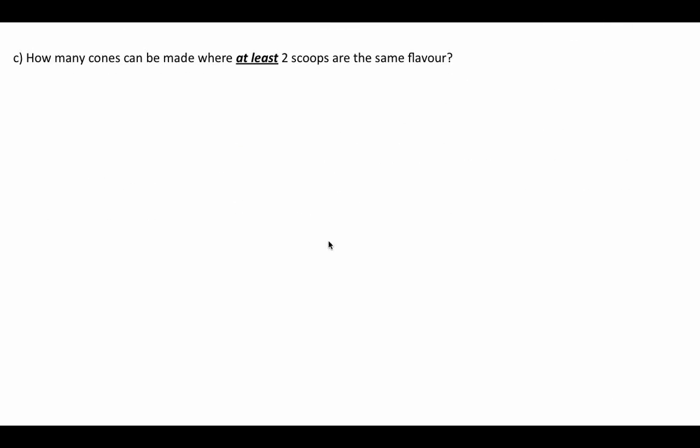Okay. All right. Now we come to a different type of wording that we're going to see a lot in the next, really for the rest of the year. And it's this concept of at least. At least or at most.